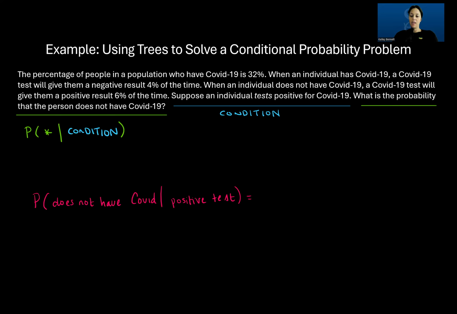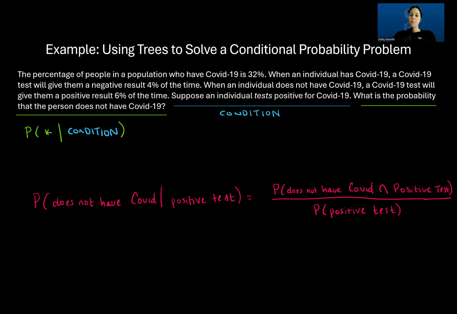And we have the definition for this conditional probability, which is a formula, I guess. The probability of this conditional is equal to the probability of not having COVID intersected with having a positive test, divided by the probability of having a positive test. And you may notice that we don't have any of these values given to us in the problem. So on the right-hand side, we got nothing. We're going to have to do a lot of work here. We're going to use trees. It's going to be great.